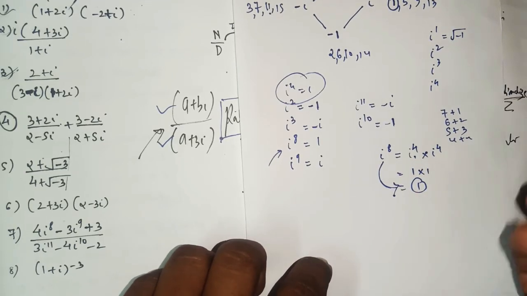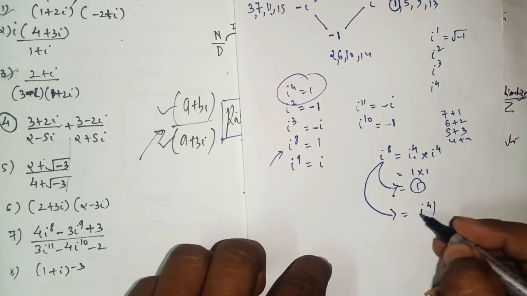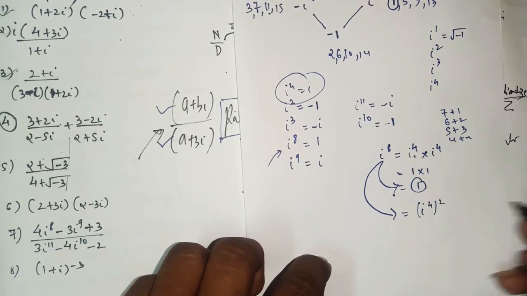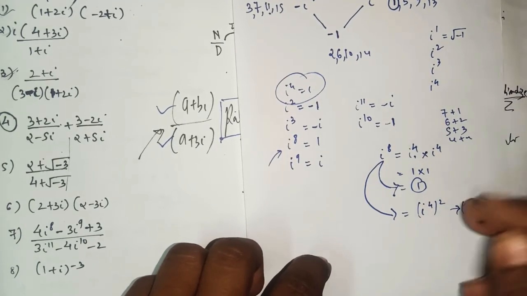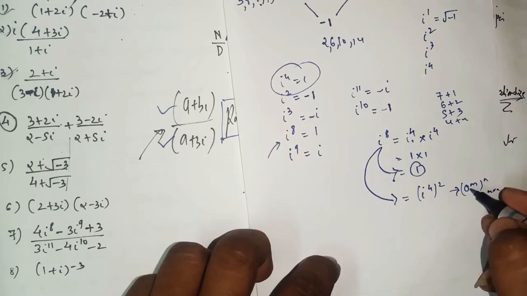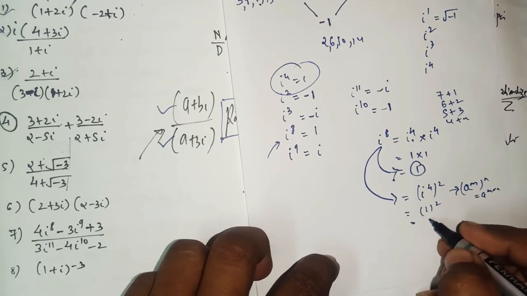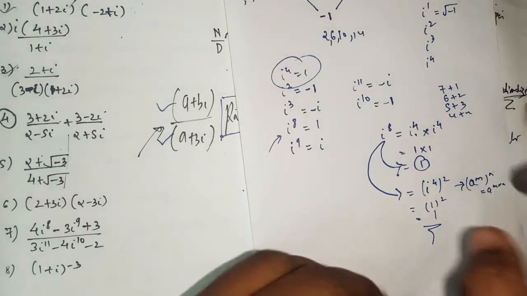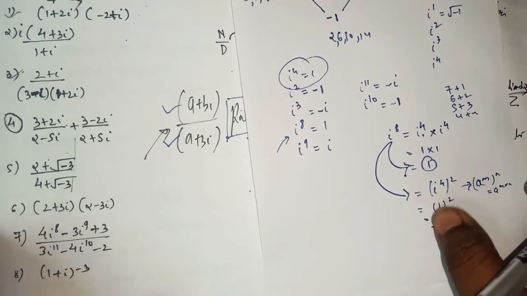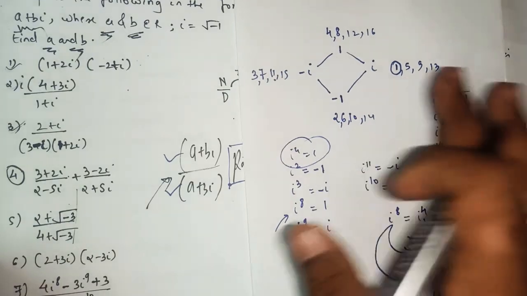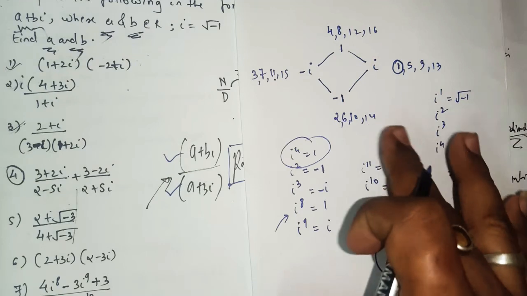You can break the number in any way. I can break this i raised to 8 like this also: 4 twice is 8, yes or no? By using the indices formula, a raised to m n is a raised to m into n. So i raised to 4 is what? 1. 1 squared will be what? 1. So you break the number in any way, either this way or by using this formula, you will get the same answer. This is a bingo property, I can say. Very interesting trick.